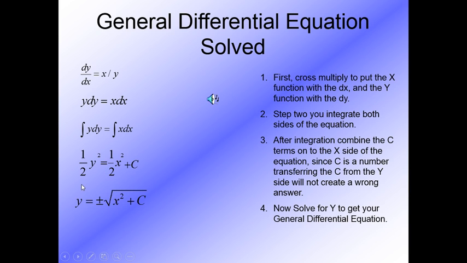And then in order to solve for y, you multiply everything by 2. So again, once you multiply by 2 with c, you'll get another constant c. You see that the letter c, this one's bigger, so that's another different constant. And then square root both sides, so you get plus or minus square root of x squared plus c.